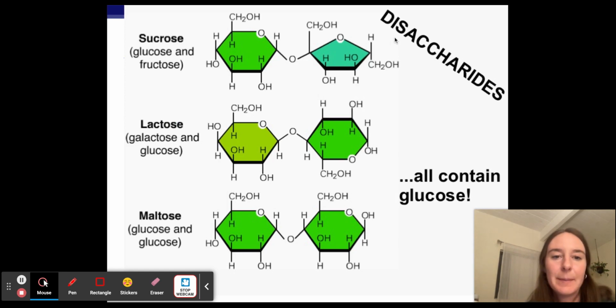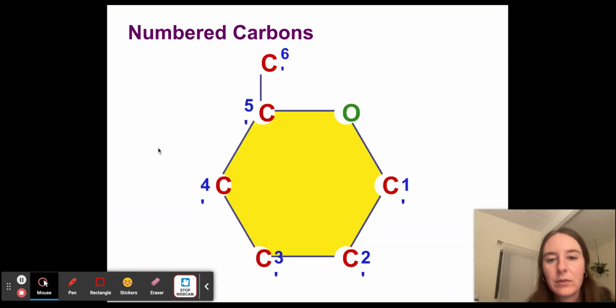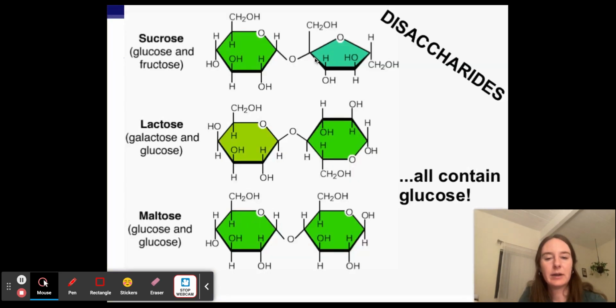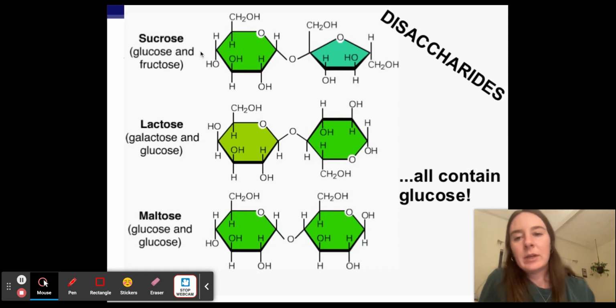So saccharide means sugar. One of them by itself, we call this a monosaccharide. Mono means one, saccharide means sugar. So two bonded together are called a disaccharide. And you can kind of mix and match what kinds of monosaccharides you want to add together to make a disaccharide. So here we have sucrose.